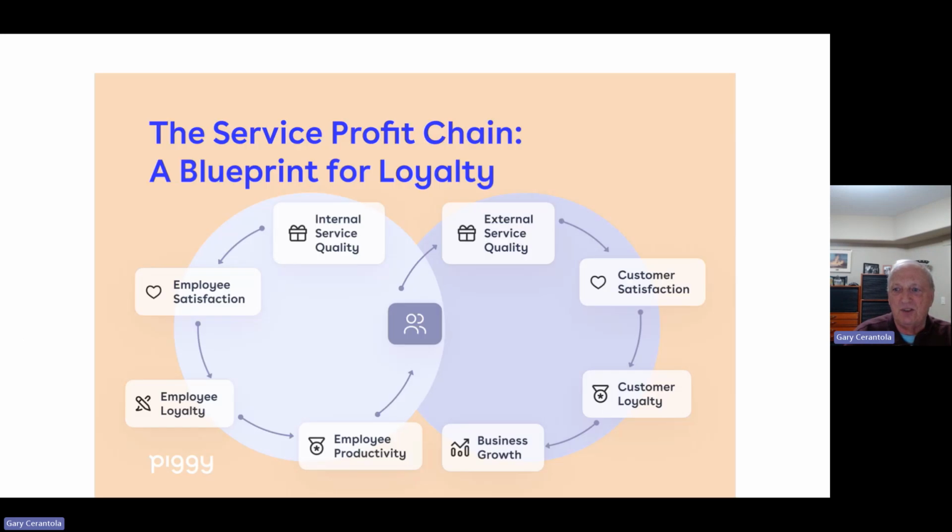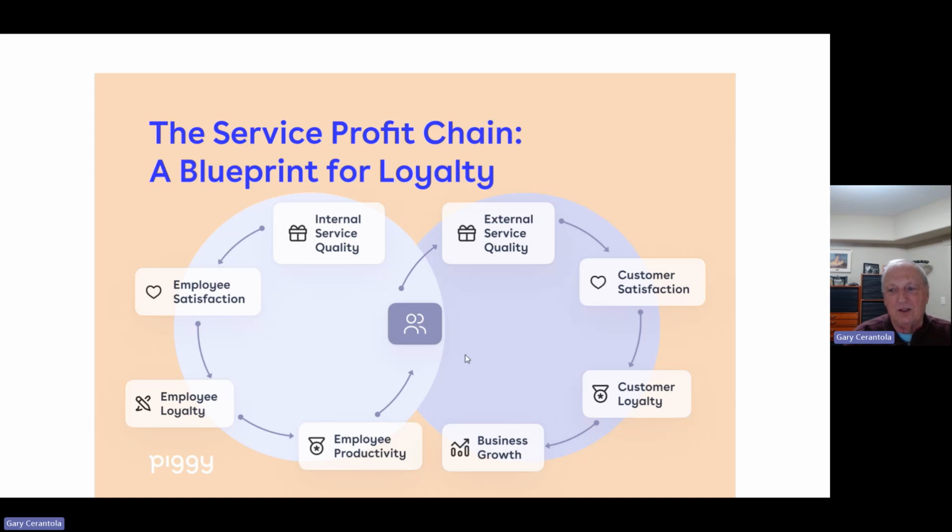So let me show you two circles here, right? What happens is if you've got great external service quality, it promotes a lot of customer satisfaction. But if you meet and satisfy them, well, then they become customer loyal. And what do they become? They become your advocates. They will not only stay with you and buy more from you, but they'll take their friends, they'll take their family. So they're advocates of your product. And then what happens is your business grows.